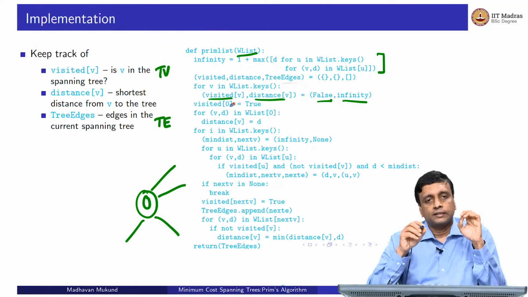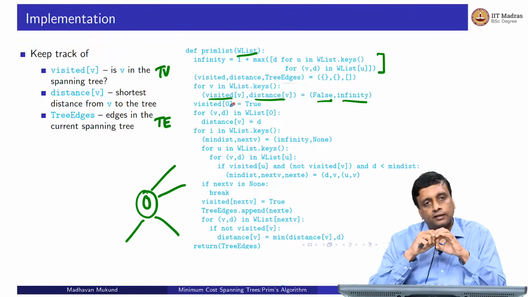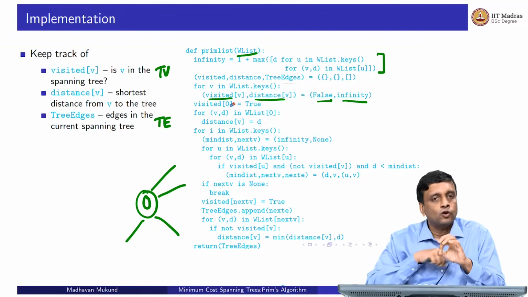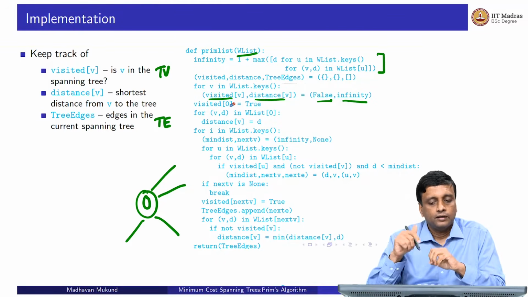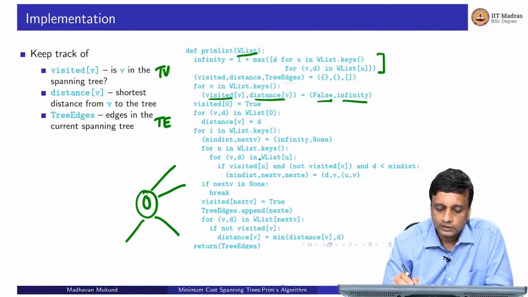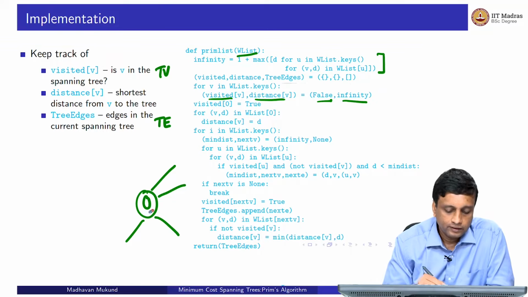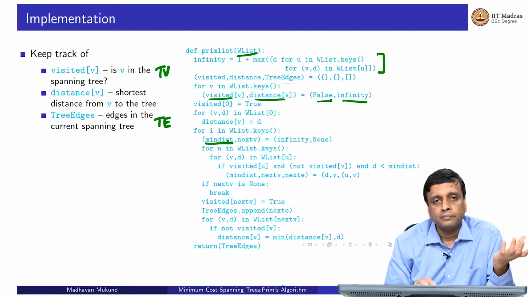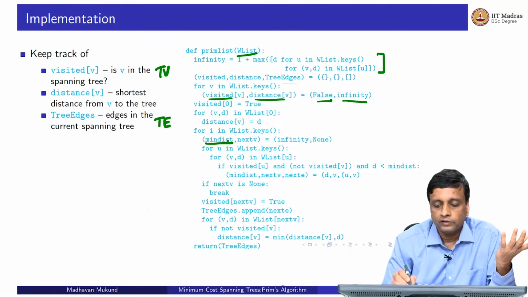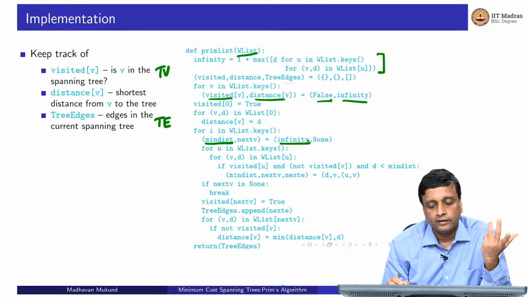So I have set up a trivial tree with one vertex, and I have initialized the distance of all its neighbors to be the distance of the edge from 0 to that neighbor. And now I do the usual thing, which is I will try to calculate the minimum distance. I will do the traditional minimum distance computation: I will set minimum distance to be infinity, and then I will find it.